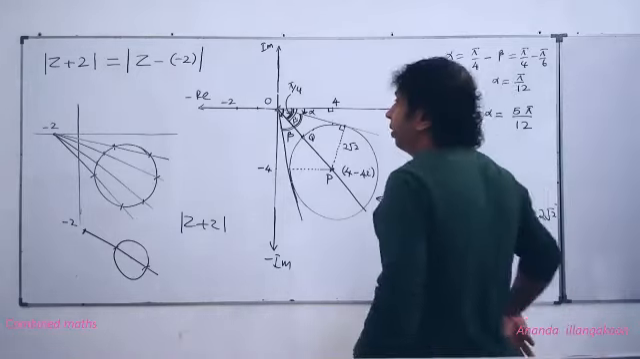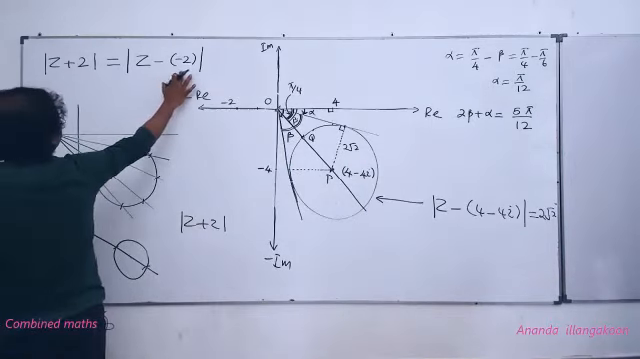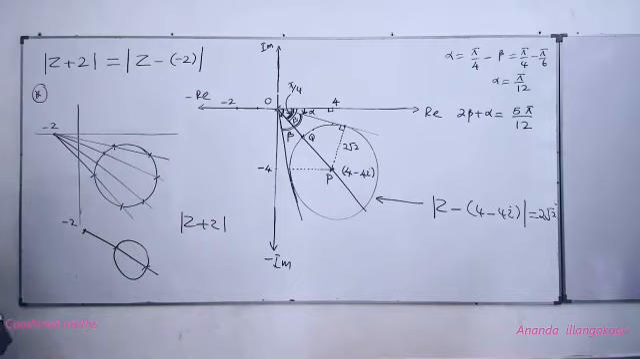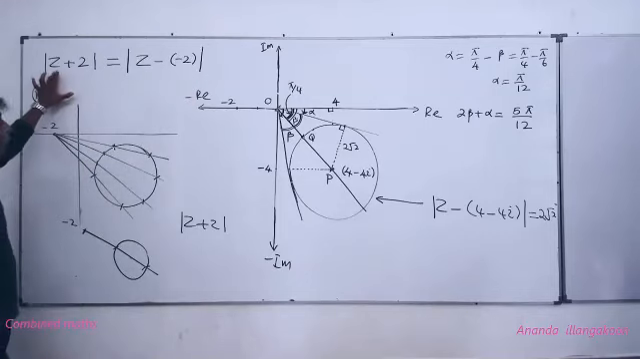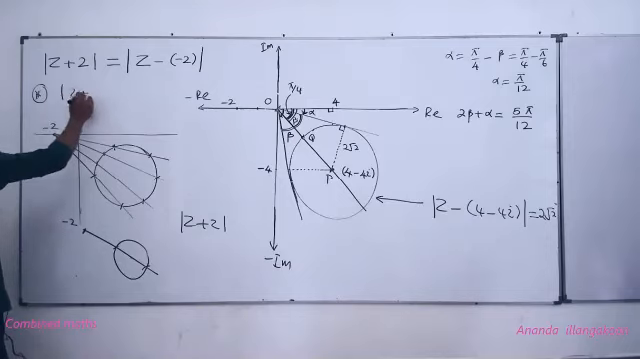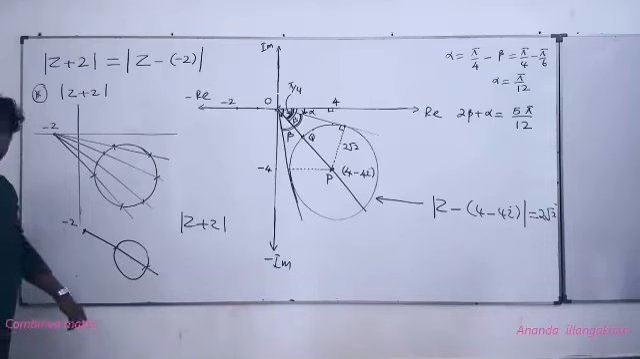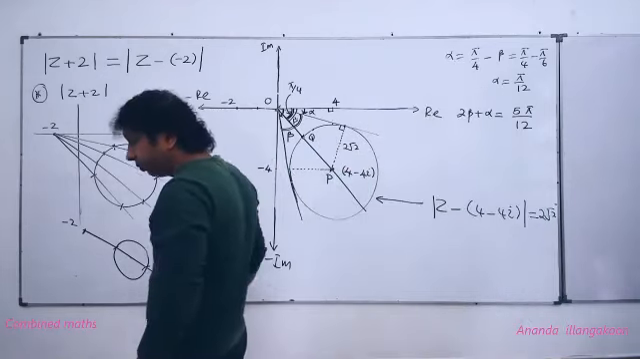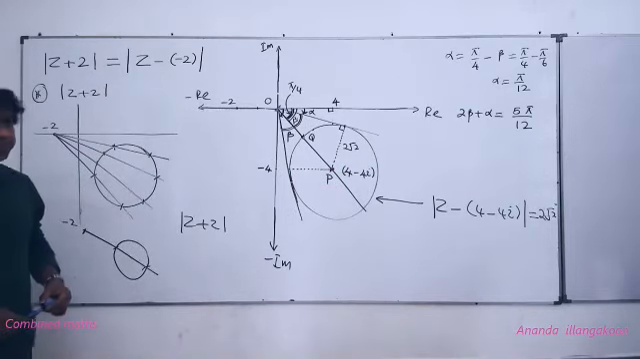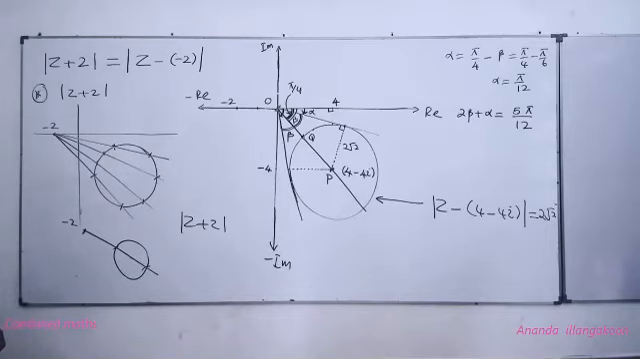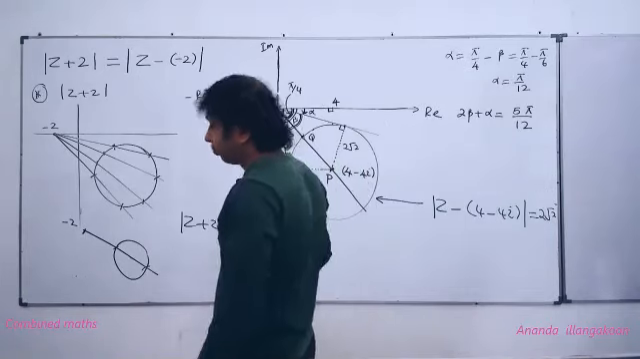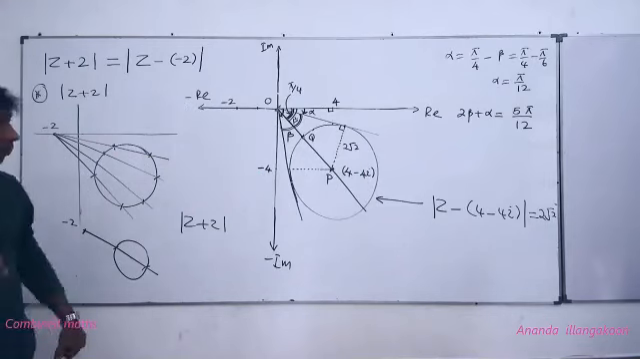Right, no? Yeah. Then you can write. First come to this. And then we'll write one sentence. First write down this way. Now write down mod of z plus 2. Mod of z plus 2 is the length of the line segment, is the distance to the circle from the complex number minus 2.